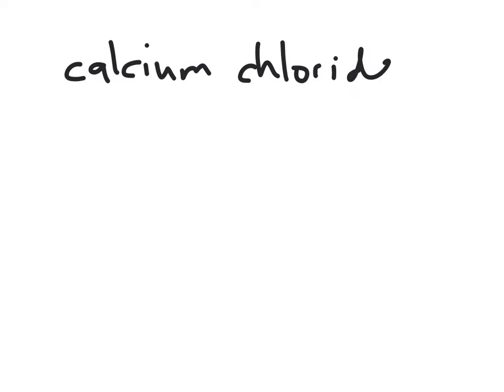So let's say that we have the compound calcium chloride. So let's first talk about how we're going to identify this as a type 1 compound. It has everything to do with this metal here. The metal is a type 1 metal, calcium.